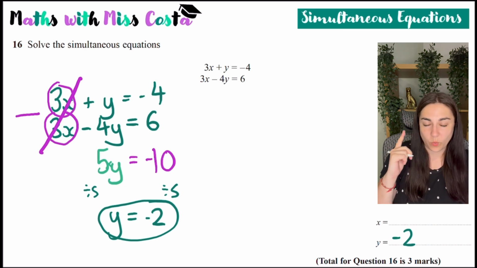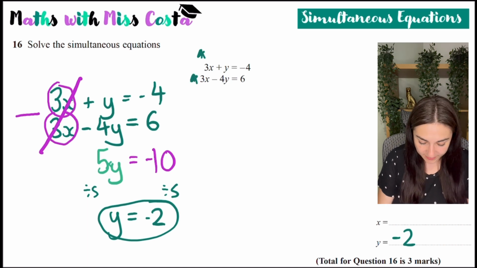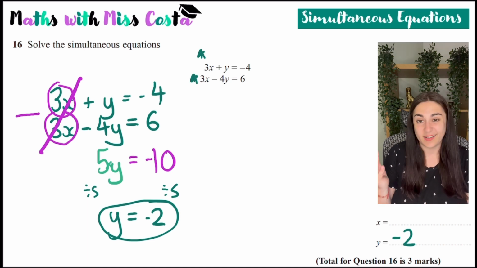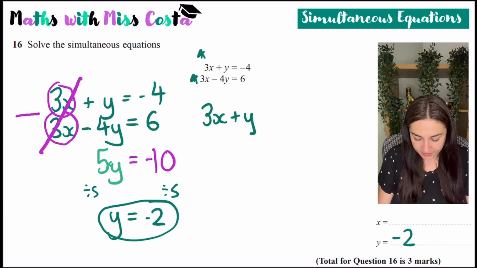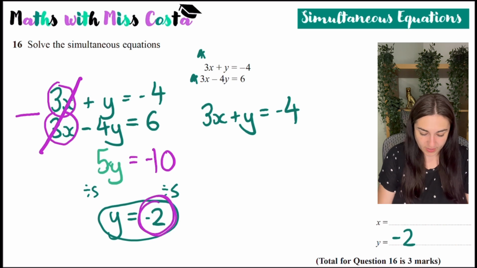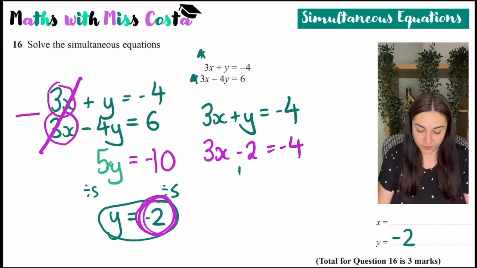Once I've figured out what one variable is, I substitute into whichever equation I want. So either this equation or this equation. And the easiest one is where y is going to have the lowest value. So I know that 3x plus y equals minus 4. I know that the value of y is minus 2, so I'm going to say 3x minus 2 equals minus 4. And then I can solve the equation.